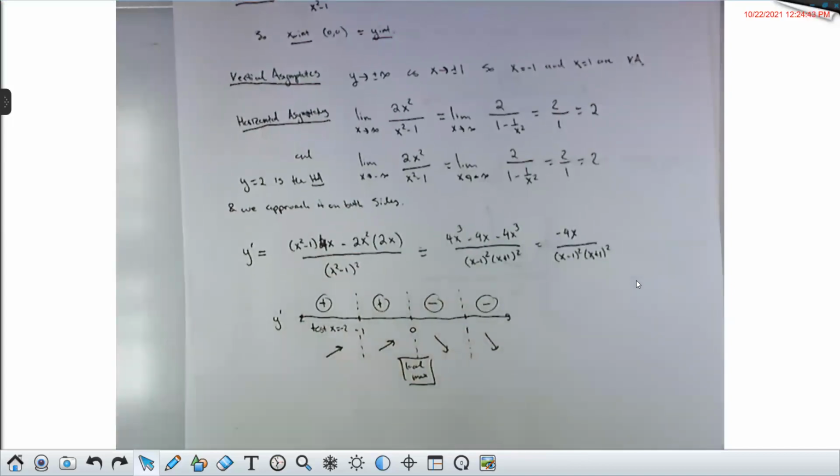All right, I don't want to get in the way of your next class. So I think this is probably a good place for me to stop for today. We'll look at the second derivative of this function on Monday and then finish sketching the curve.